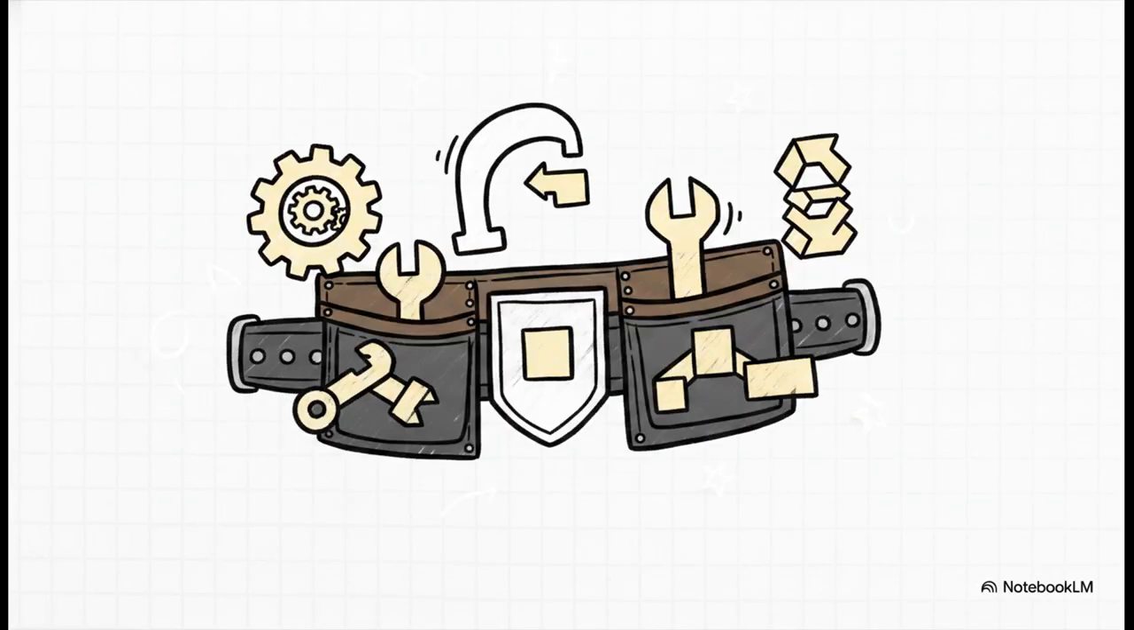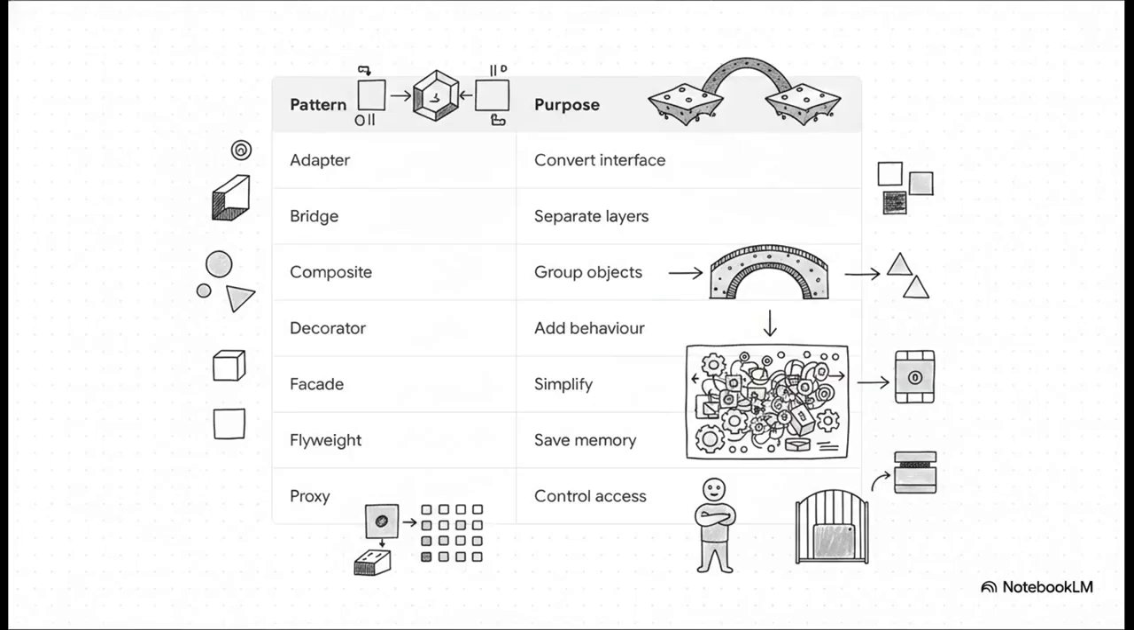To achieve this architectural nirvana, we turn to the legendary Gang of Four toolkit. The Gang of Four identified exactly 7 specific structural patterns to solve these massive integration headaches. Think of this as your professional utility belt for software architecture. Let's look at the entire toolkit at a glance.